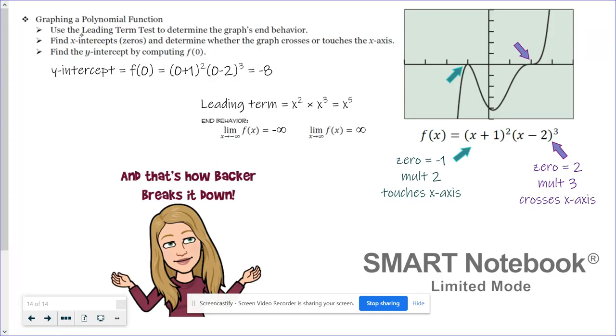We want to use the leading term test, identify what that leading term is, and define your end behavior. You can find the x-intercepts by using your zero product property and multiplicity to determine whether it touches, so even multiplicity, or crosses the x-axis, odd multiplicity. And then, of course, the y-intercept can be found by calculating f of 0. And that's how Backer breaks it down.